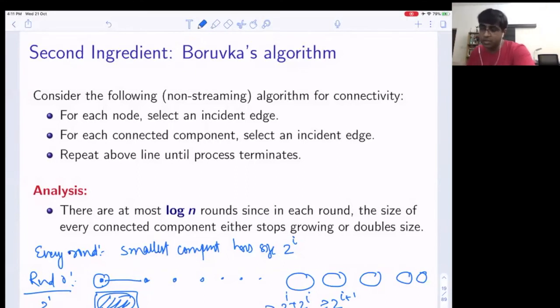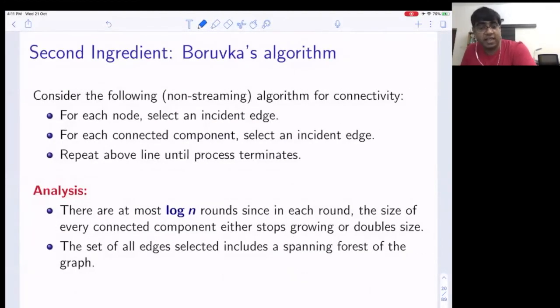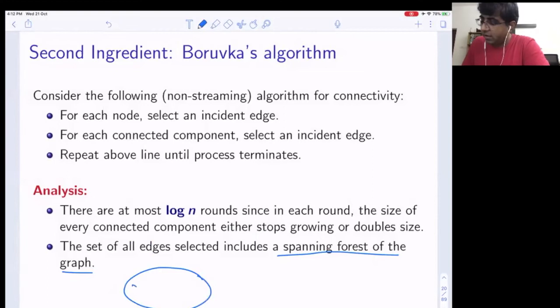And now if you notice, this is why this algorithm is quite used in parallel algorithms, because the round complexity of this algorithm is quite small. But what is the second property? The set of all edges selected includes a spanning forest of the graph. I'm not saying that it is a spanning forest, but it includes a spanning forest of the graph. That is clear because look at the end: if the graph was connected, you have just one connected component. So from the set of edges, I can pick a subset of edges which is a spanning forest or spanning tree.